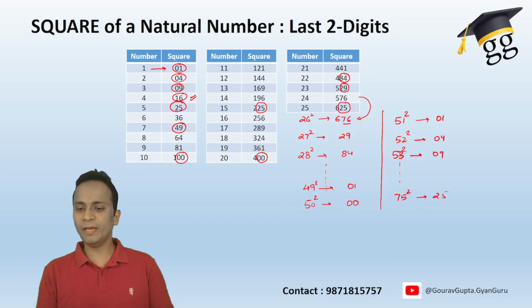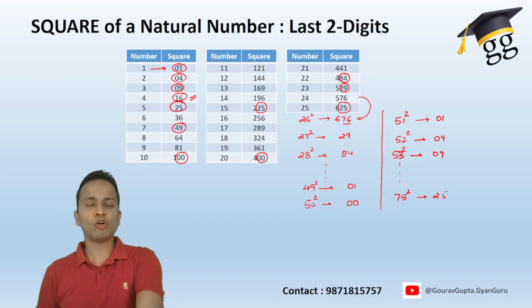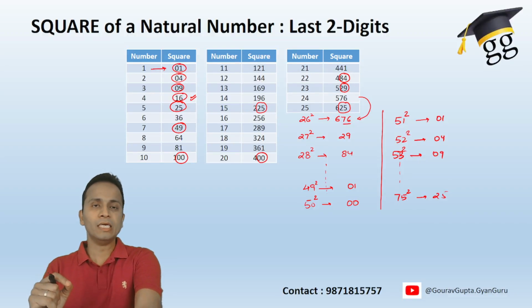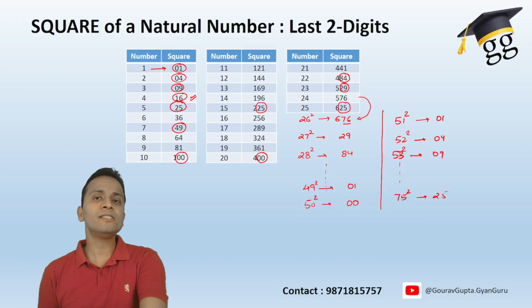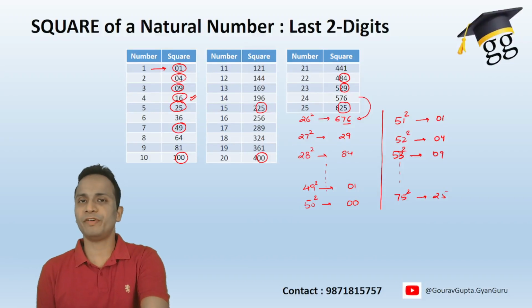Now moving ahead, we talk about how to find out what can or cannot be the tens digit of a perfect square.